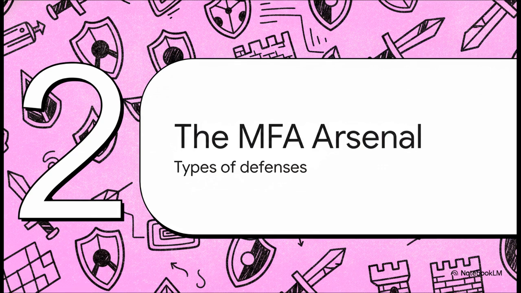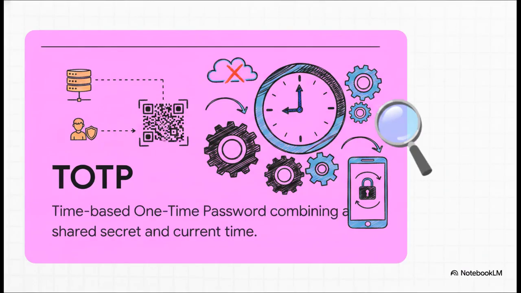Moving right along to section 2, the MFA arsenal. Let's look at the actual defenses we can deploy. First up in our arsenal is TOTP, or time-based one-time password. You definitely know this one. It's the engine behind apps like Google Authenticator or Authy. The way it works is actually pretty brilliant.